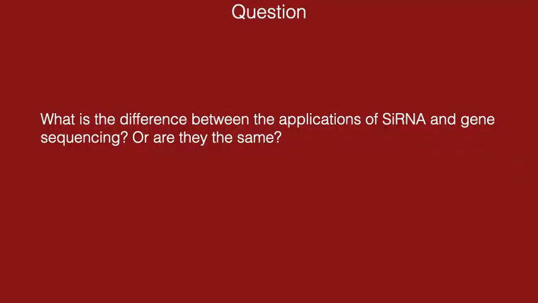For my question, my actual question does not reflect what you see on the screen. I made a mistake. My original question was, what is the difference between the application of siRNA and genetic modification, not gene sequencing? Basically, genetic modification is a form of siRNA, I think. But is it the same thing? Is it completely different? Or are they just different names of the same thing?